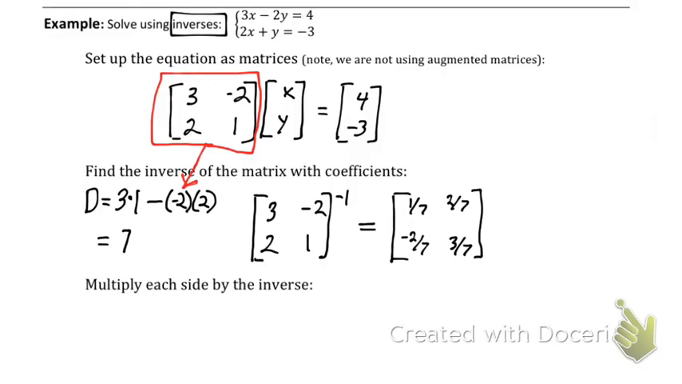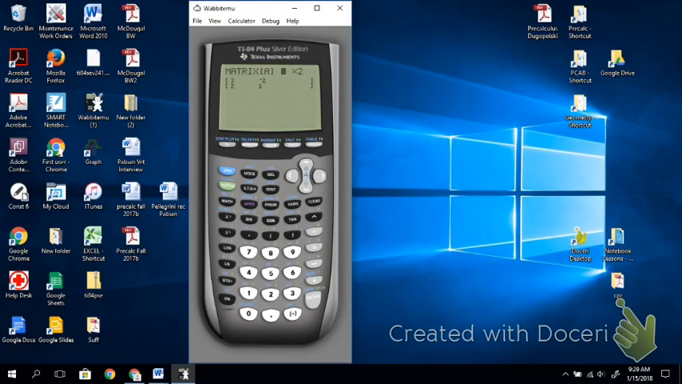So once again, all I'm doing is typing in the first part of my matrix, this 3, -2, 2, 1. I'm typing that into my calculator. Then I'm going to hit second quit. I always hit second quit. Otherwise, you might try to put something into a matrix wrong. Go back to your matrix screen.